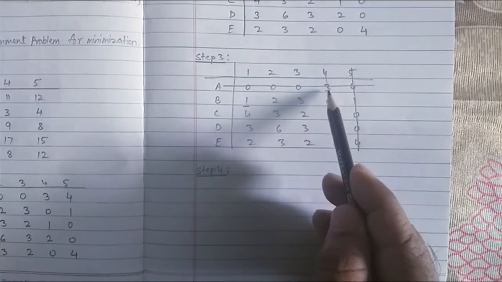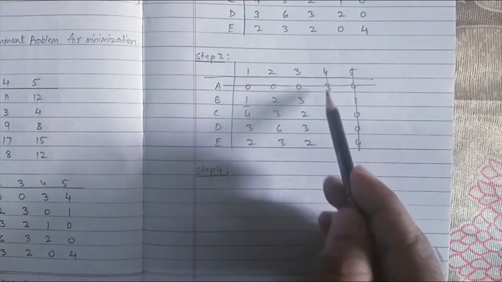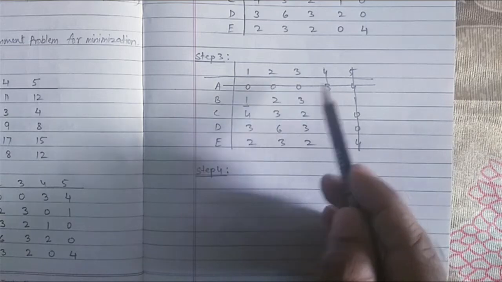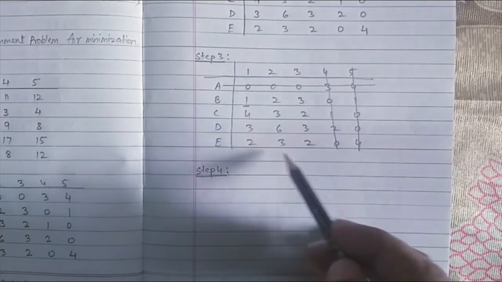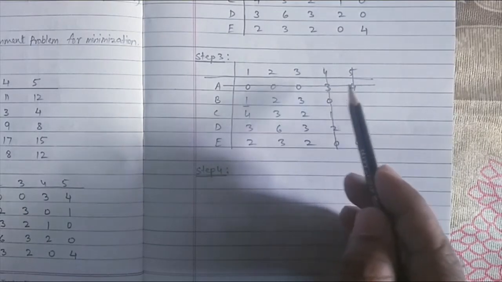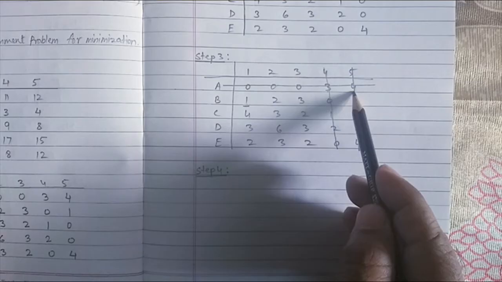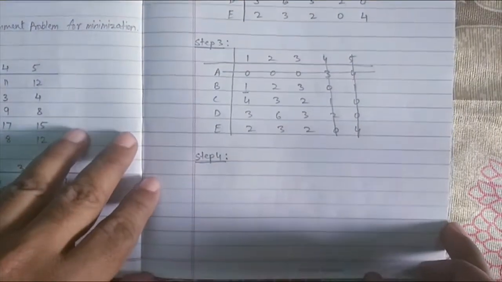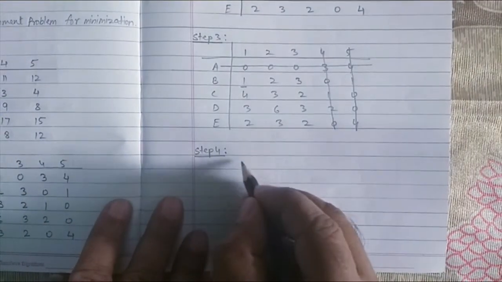Similarly, these numbers which are covered by a single line remain unchanged. But the numbers like 3 and 4, which are covered by 2 lines, to these I am going to add the smallest value which we found. So I'll be adding 1 to 3, which will give me 4, and 4 plus 1, which will give me 5. I hope you have understood this. Let us rewrite the new matrix.